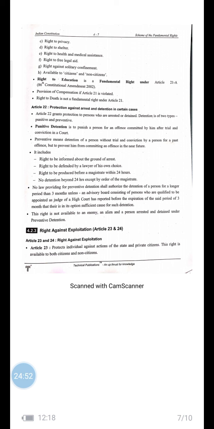So Article 23 protects individuals against the actions of the state and private citizens.